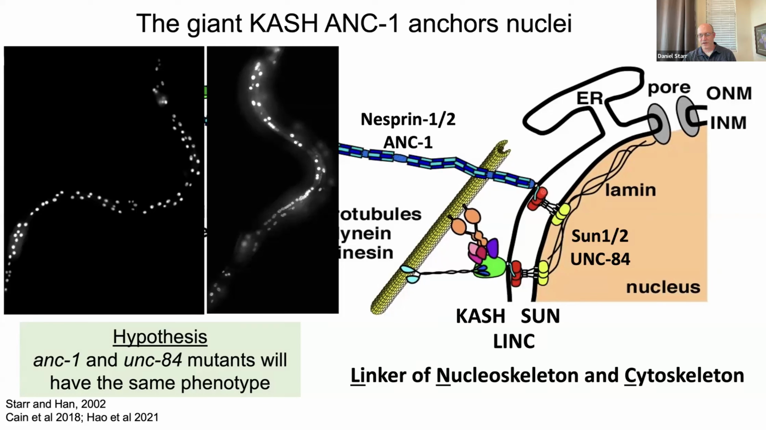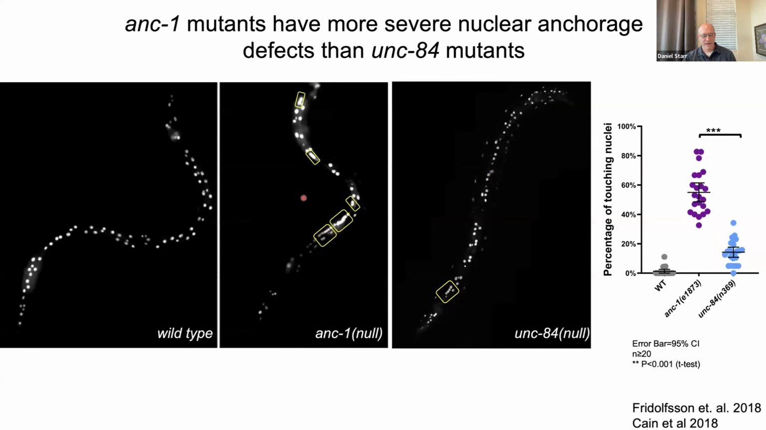Now, in this model, the old model was that ANC-1, the giant KASH protein, was anchored to the nuclear envelope through its interaction with SUN proteins. So in this model, the hypothesis would be if you deleted the SUN proteins, you should get this same phenotype. And when we carefully measured this a few years ago, we were surprised to see that that wasn't what we got. So here are the same data I just showed you.